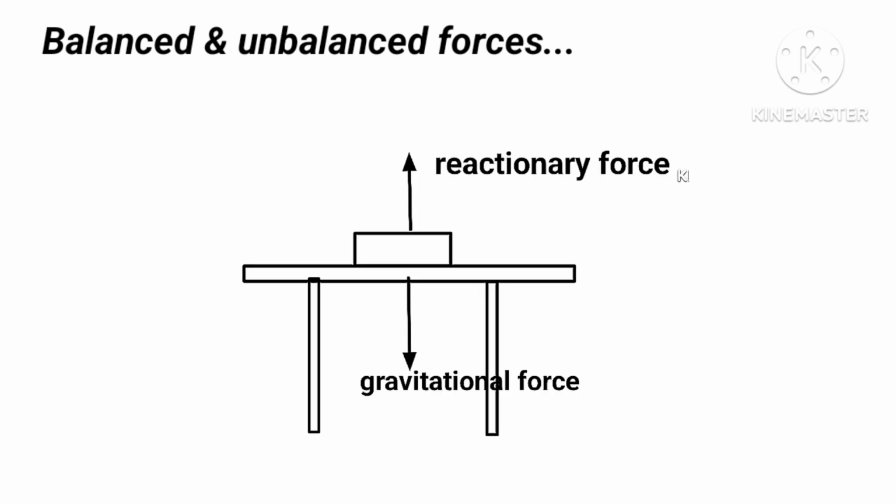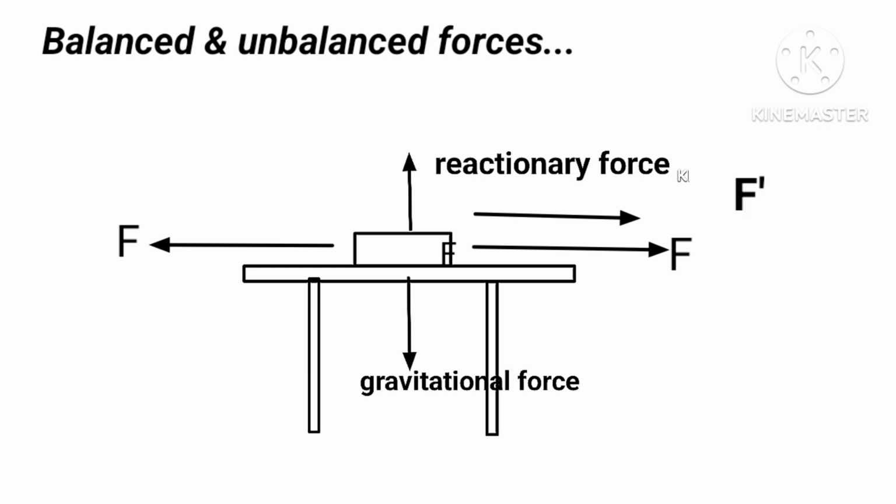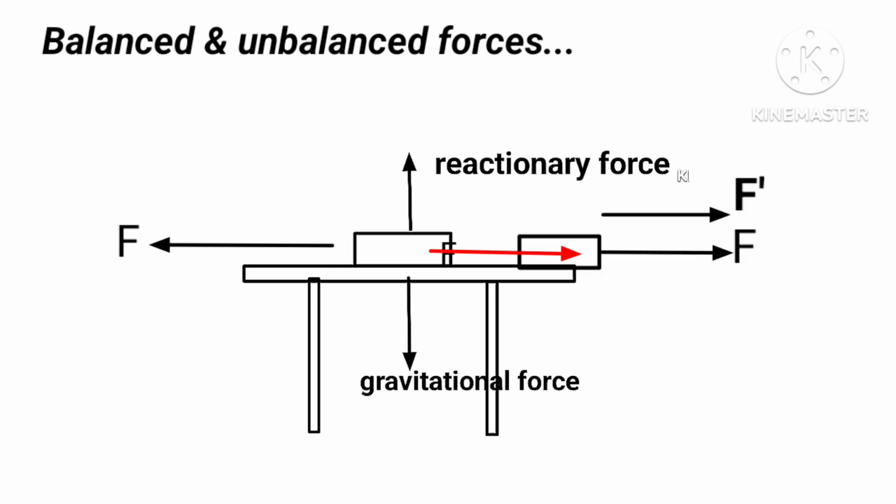Let us again take the previous example, where in addition we apply two more equal and opposite horizontal forces acting on the book, but we see the book is at rest. No motion. But when we apply some extra force on either side, the book happens to be in motion in the direction of the force applied. This is due to unbalanced force.